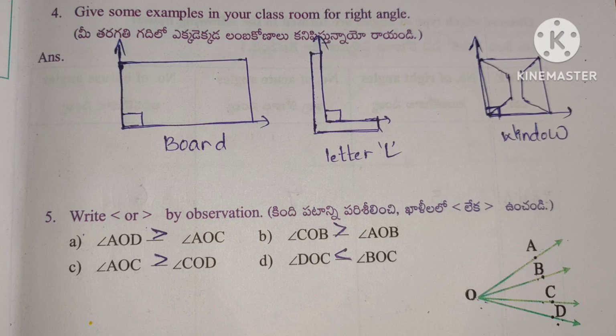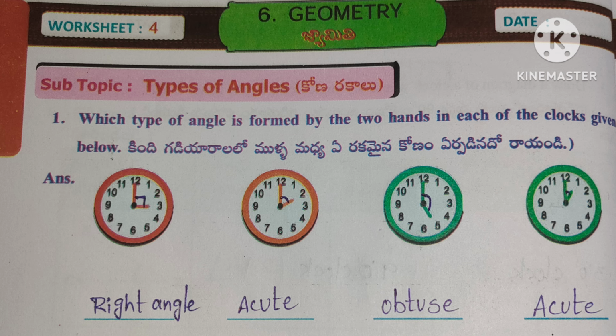Question number 4. Give some examples in your classroom for a right angle. Here, the angle between the adjacent sides of the blackboard is 90 degrees. So it is a right angle. In the same way, the letter L also makes a right angle, and the adjacent sides of the windows make a right angle. Next, worksheet 4. Here the subtopic is types of angles.